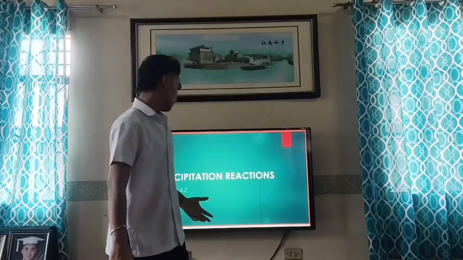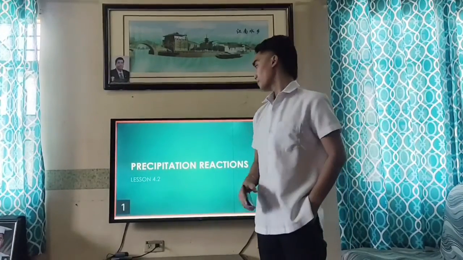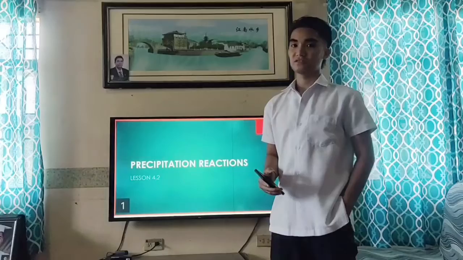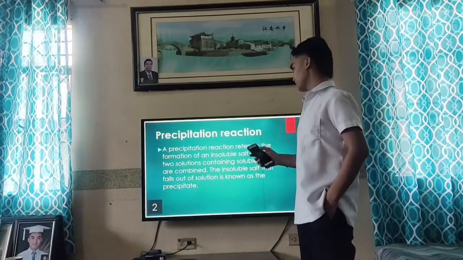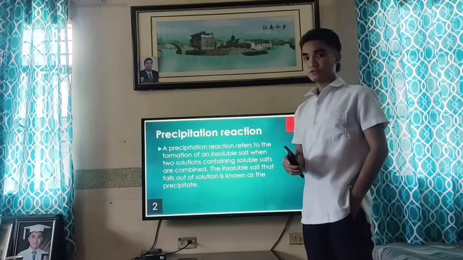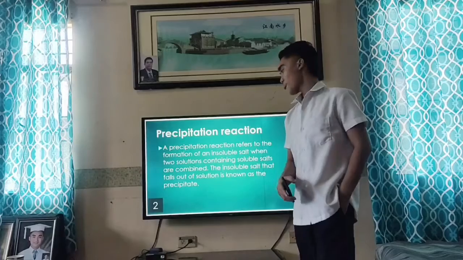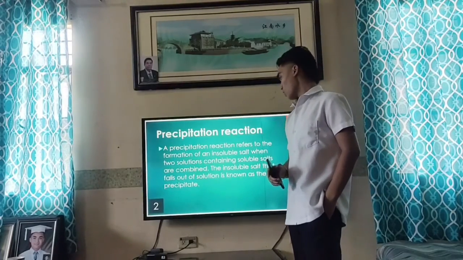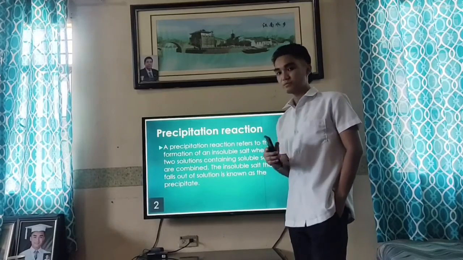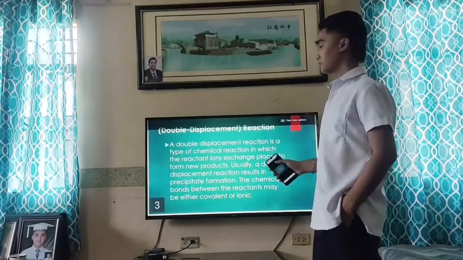Lesson 4.2, the precipitation reaction. A precipitation reaction refers to the formation of an insoluble salt when two solutions containing soluble salts are combined. The insoluble salt that falls out of solution is known as the precipitate. And the next one is the double displacement reaction.